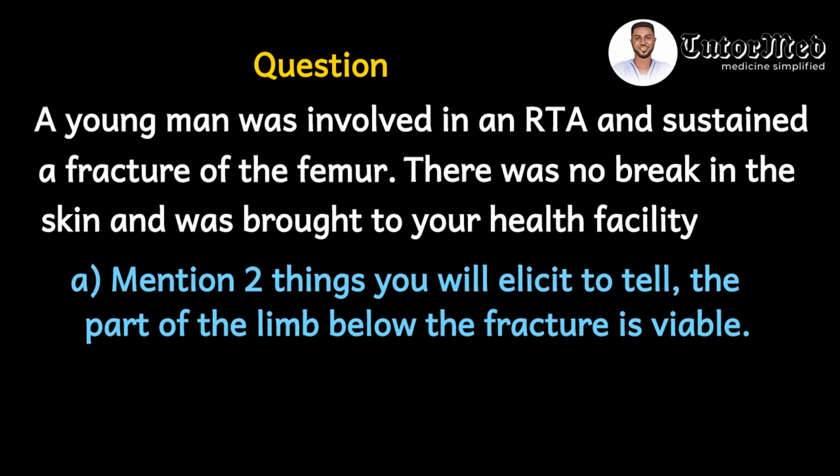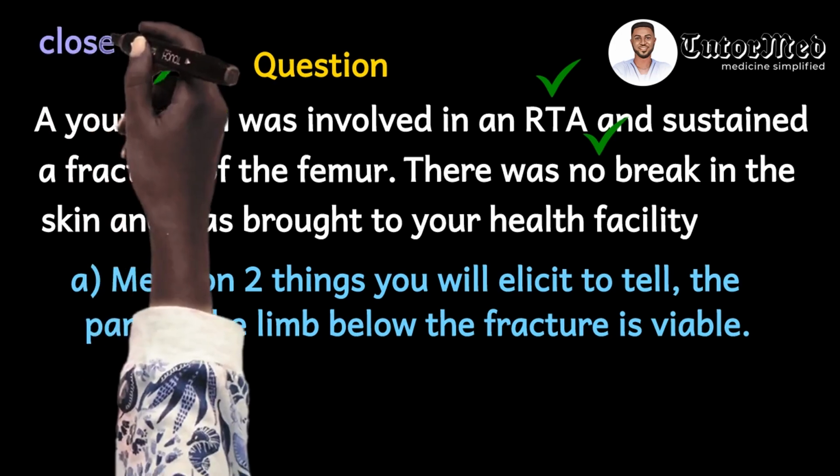Great. And so as established earlier on, one of the things to do initially is to fish out the relevant information in the clinical stem. And so the relevant information here includes the fact that he's a young man and the fact that the mechanism of injury to the femur was a road traffic accident. The part of the body involved is the thigh, and he had a femoral fracture. And the fact that there was no break in the skin is very important, because it tells us the type of fracture the patient has. And it's a closed fracture.